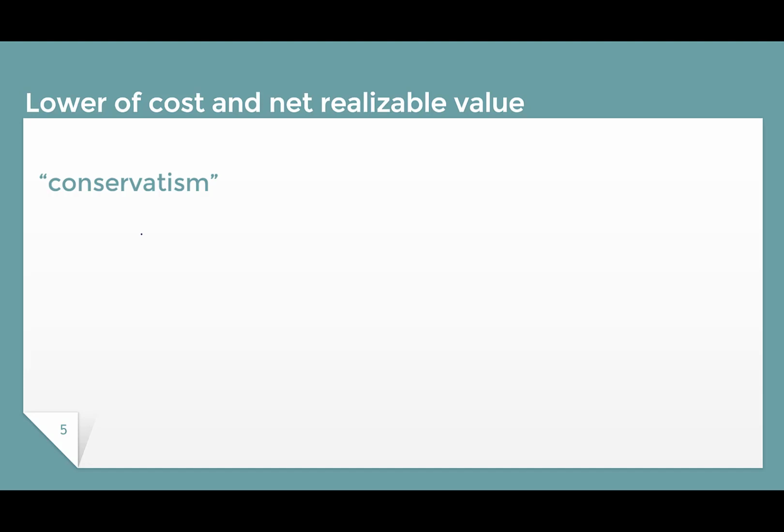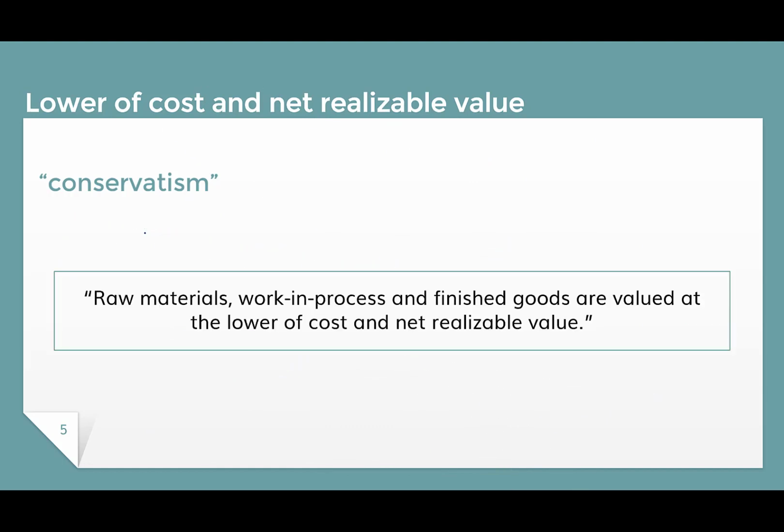So when they report inventory, they have a policy that says raw materials, work in process, and finished goods are valued at the lower of cost and net realizable value. This is the first sentence from Canada Goose's inventory policy and the notes that accompany their financial statements. We now know that this means Canada Goose has a record of the historic costs it paid and has estimated the net realizable value, and on its balance sheet is reporting whichever value is lower.